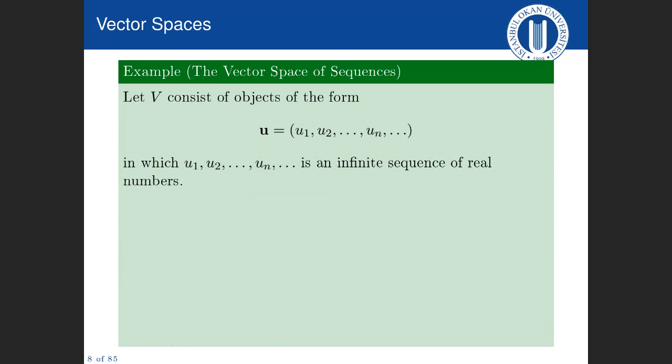Let's talk about the vector space of sequences. Let V be the set of all of the objects of this form: u1, u2, ..., un, ... The key idea here is this is not a finite vector. This goes on all of the way to infinity, where u1, u2, u3, etc. is an infinite sequence of real numbers.